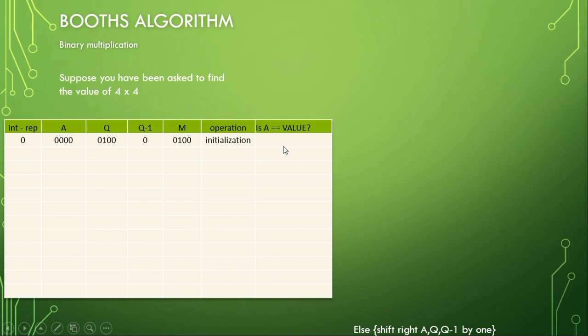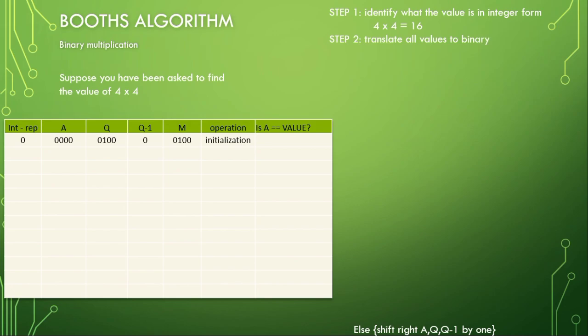Good. So let's begin. Step one: we identify what the value is in integer form. With Booth's algorithm, we are going to have specific steps. Identify what the value is in integer form, right? So the answer of 4 by 4 is 16. So we know that our value is 16. We should get a value of 16, right?